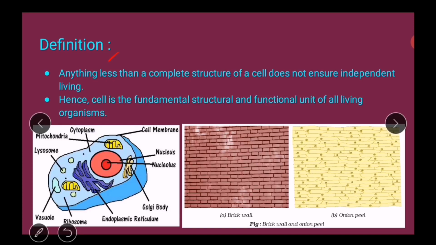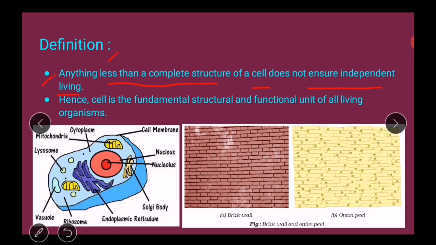Next, here we see the definition. Let's define the cell. Let's come to the first point. Anything less than a complete structure of a cell does not ensure independent living. Now what does this mean?